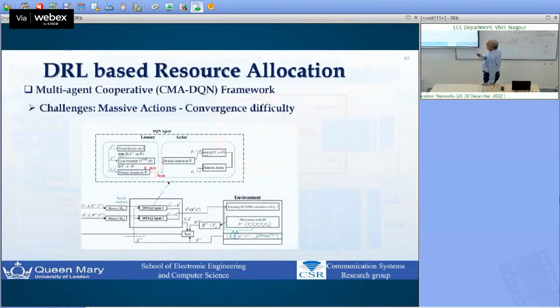So here 2 agents, agent 1 and agent 2. These are the observations. Then you get the reward. The reward is fed back to update the DQN agents, the neural network weights.